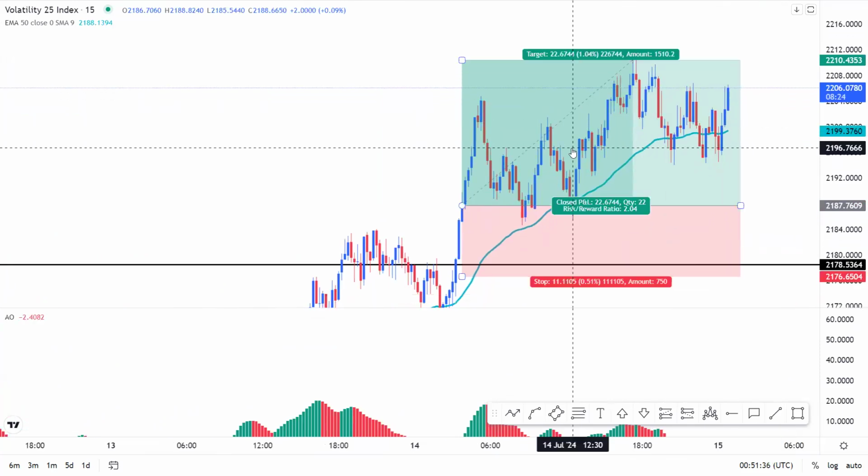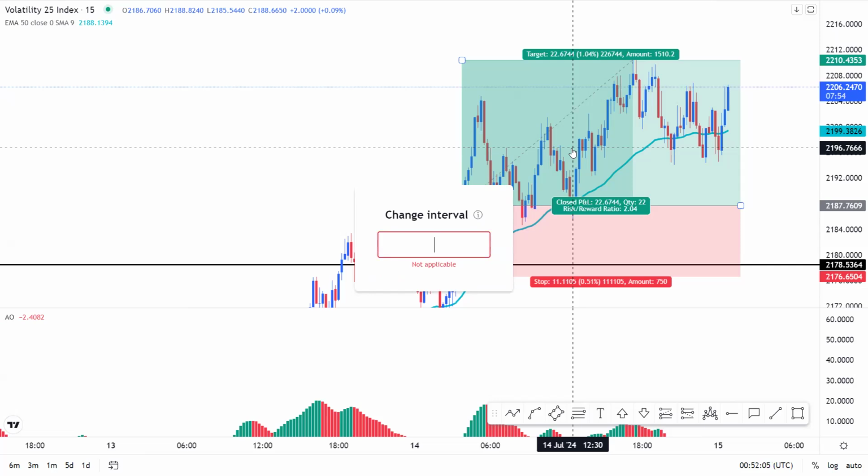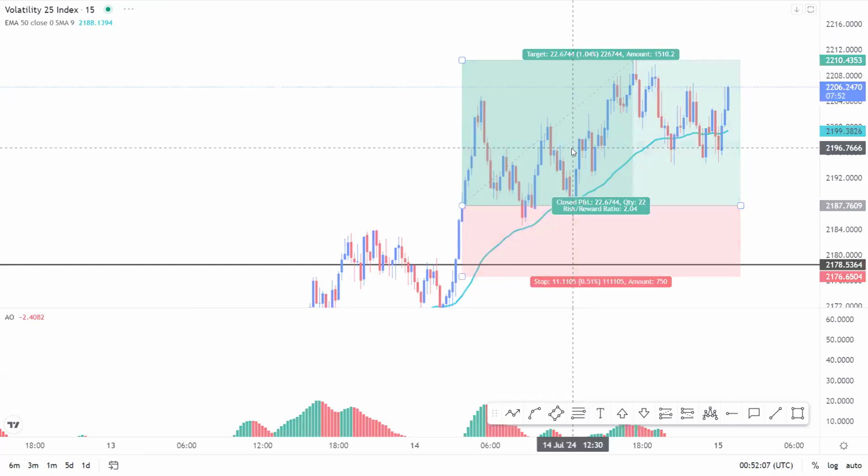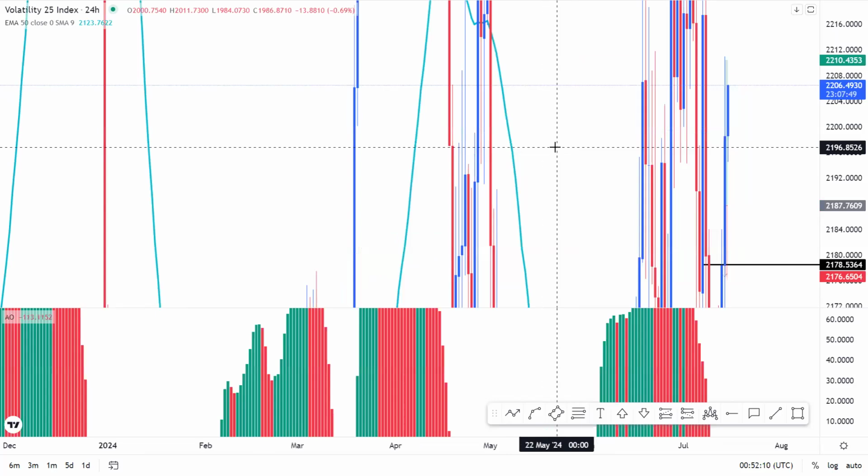And this is how we would have taken advantage of what? The market pattern clearly seen on the daily time frame, and then capitalize off that pattern, get ourselves decent buy entries for yesterday being the 14th of July, in line with the bullish momentum of the market on volatility 25 index. Now, guys, that is the strategy in a nutshell.